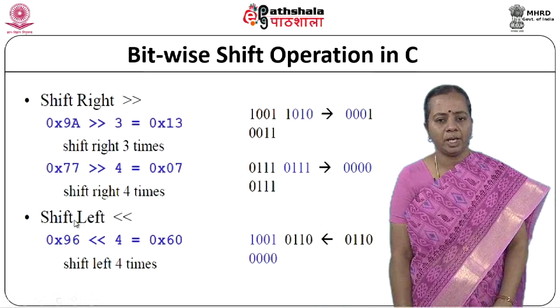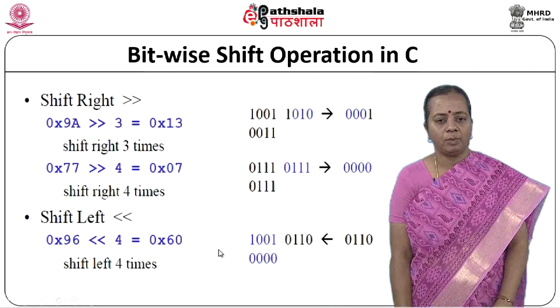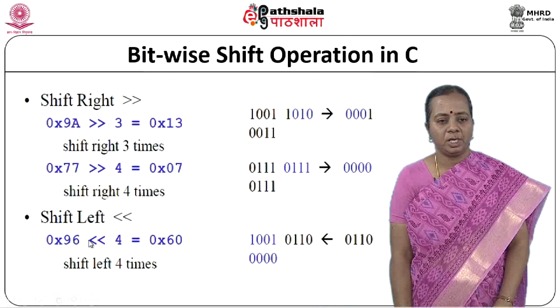When you are looking at shift left, then you will have something like 1, 0, 0, 1, that means 9, and 6, 1, 0, 0, 1, 0, 1, 1, 0, 1, 1, 0, which is then shifted left by 4 positions.